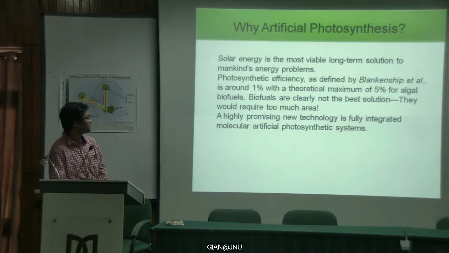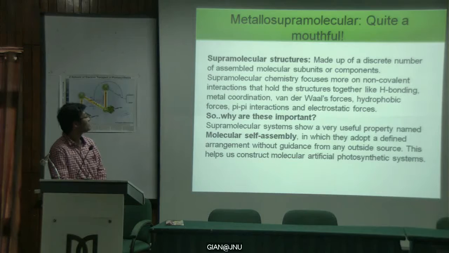Now, what are supramolecular structures? Supramolecular structures are when we go beyond single molecules. When molecules associate together with non-covalent interactions, we get supramolecular structures. We have a discrete number of simple molecular subunits. Okay, so what's the difference? Supramolecular systems show a very useful property called molecular self-assembly. They can assemble together without any outside forces. This helps us make molecular artificial photosynthesis systems.